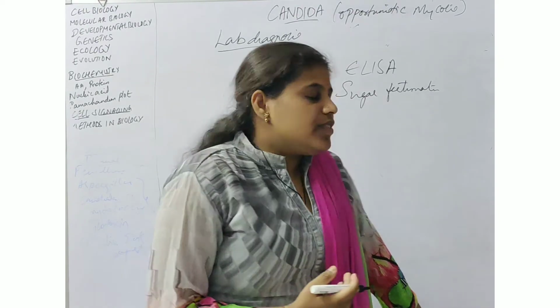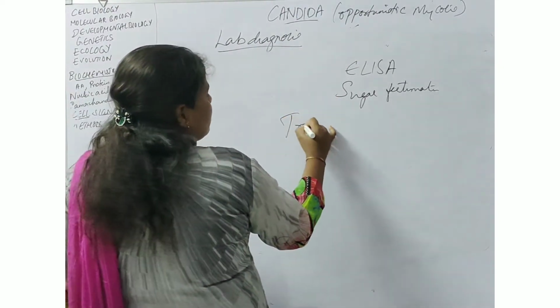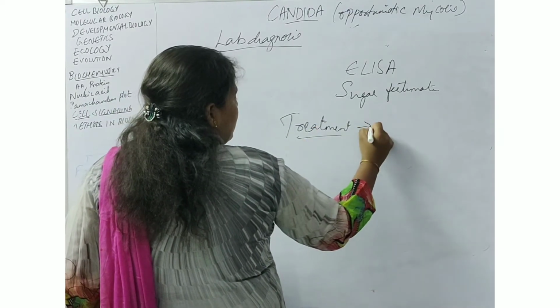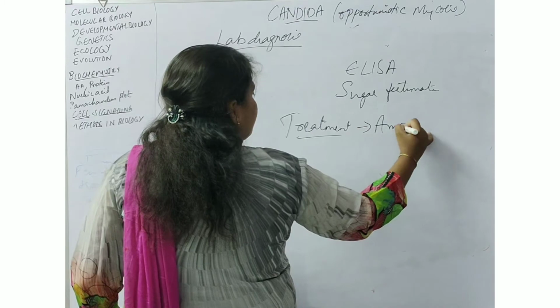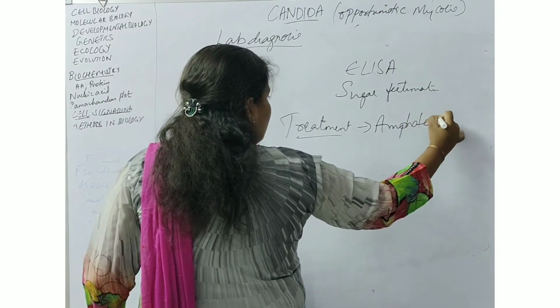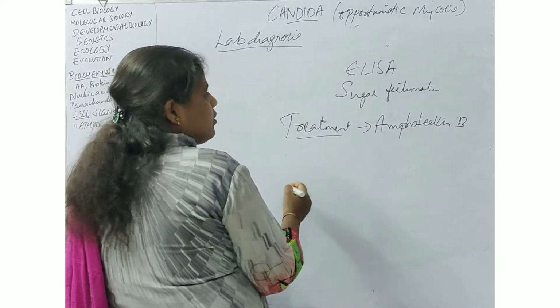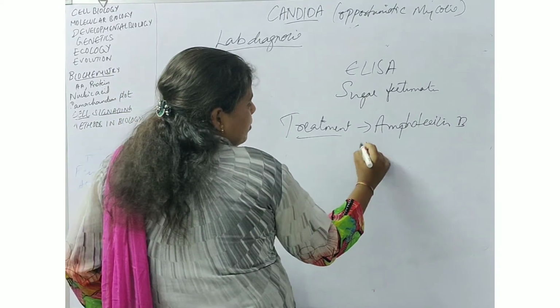And next we have treatment. What is the treatment for Candida? It is amphotericin B. Amphotericin B is the antibiotic given for Candida, and also imidazole.